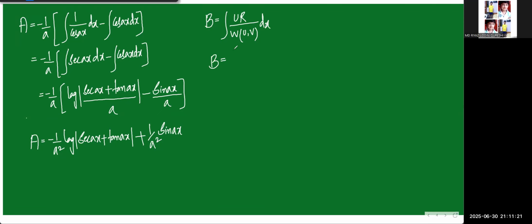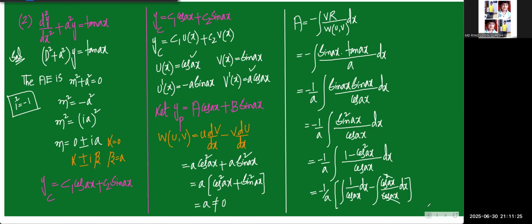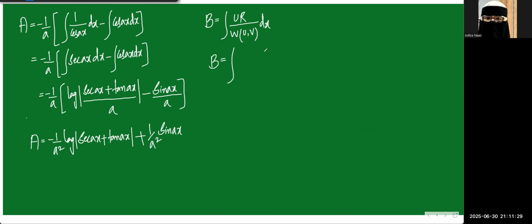b is equal to the integral of u value. u value, you can see what it is. u value is cos x. R value is sin x. If I want to write one more step directly, cos x can be written as sin x by cos x, divided by a, into dx.